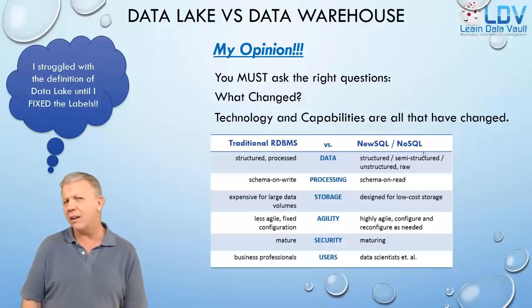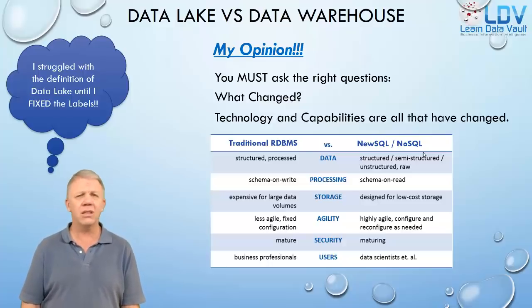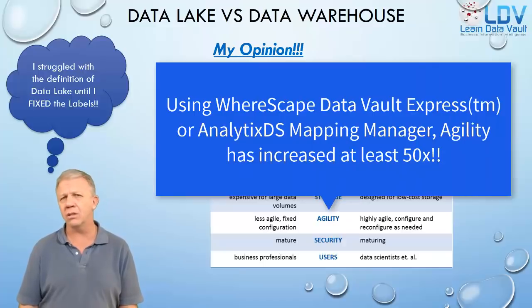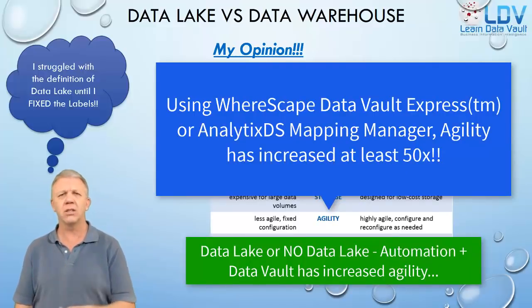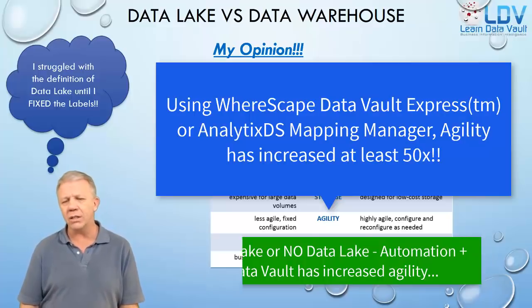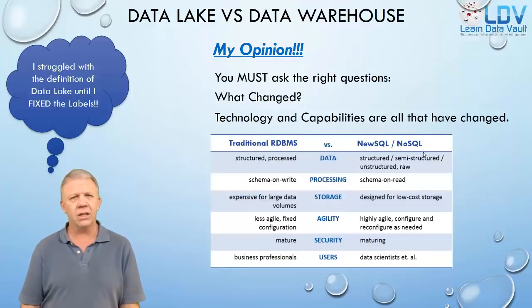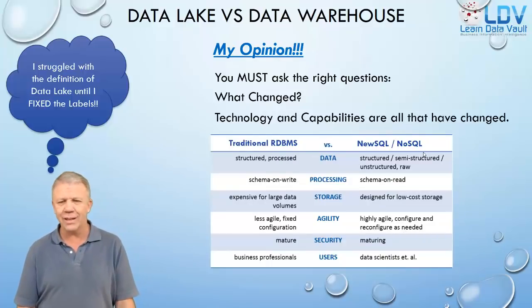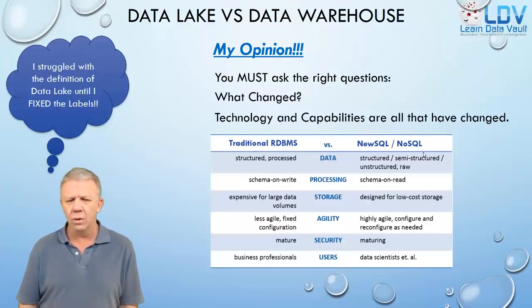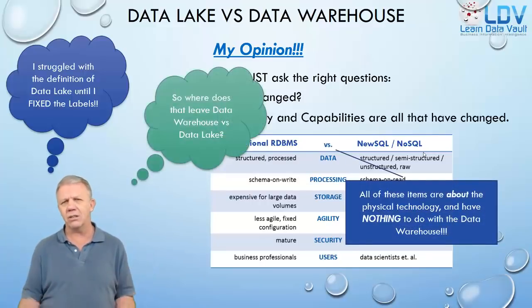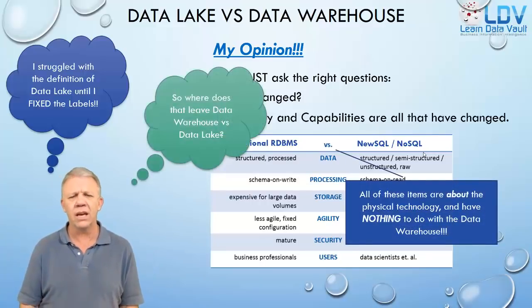Now, with the data vault model in a relational database management engine, we have increased agility 100-fold or at least 50-fold. Take a look at WhereScape and the results of the build out following Data Vault Express, or Analytics DS and the results of automating the process of data warehousing. So agility can be argued in a methodology. It really doesn't have anything to do with this component. All these are about the physical technology; they have nothing to do with the data warehouse.